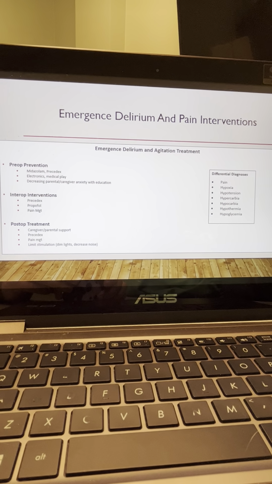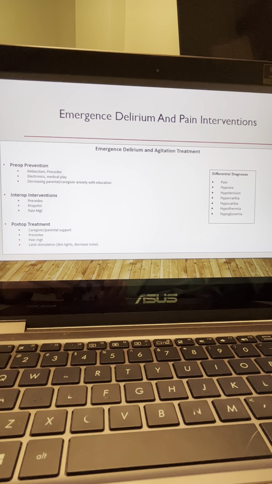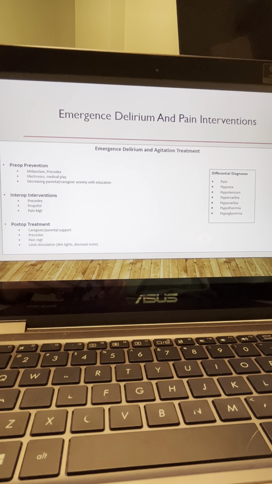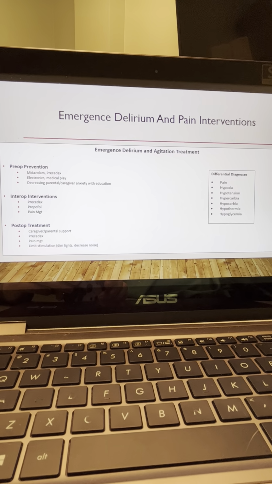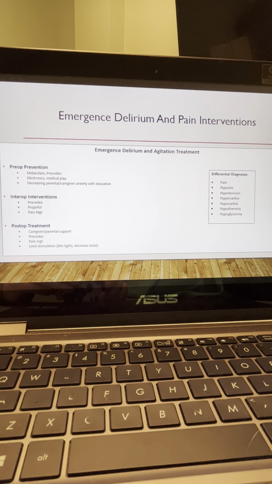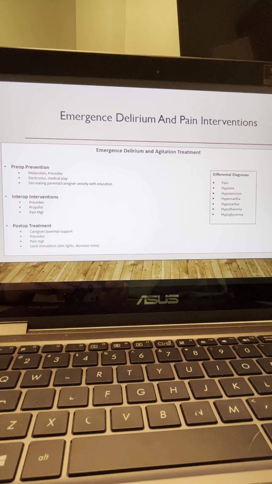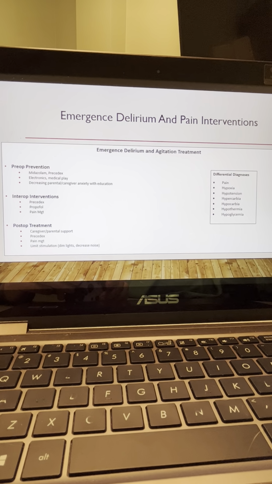So emergence delirium and pain intervention. There's a lot of things we can do pre-op, intra-op, and post-op to help alleviate some of this. Pre-op, we use midazolam. We can use Precedex in children. Electronics, medical play, and of course decreasing parental anxiety and the children's anxiety helps a lot. Intraoperatively, they'll use Precedex at the start of the case and the end of the case to get them through that phase 2 anesthesia. They'll use propofol, and then they'll do pain management while they're asleep.